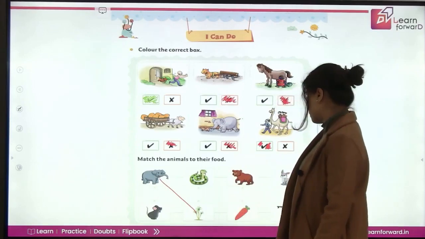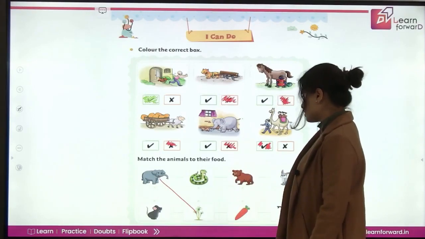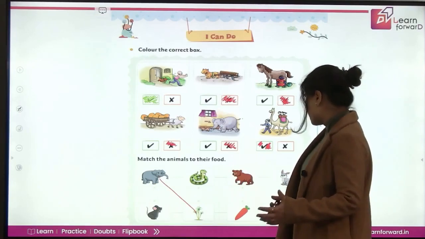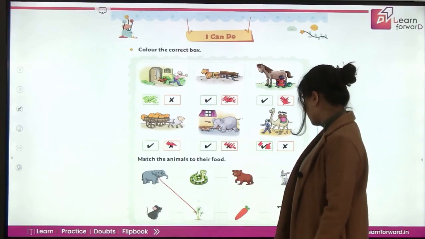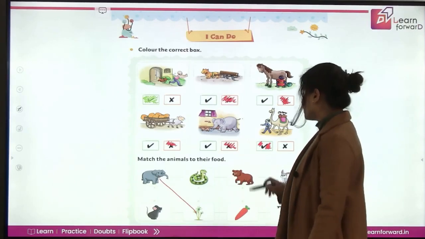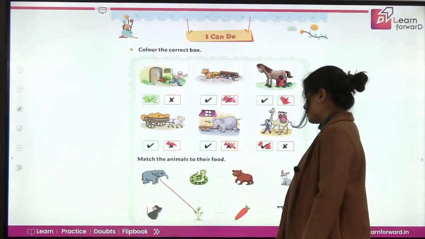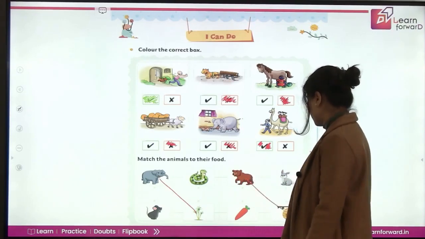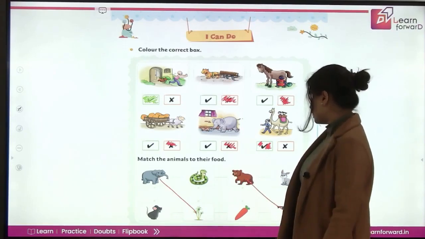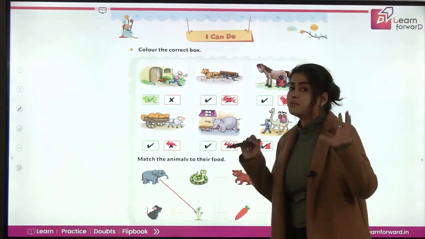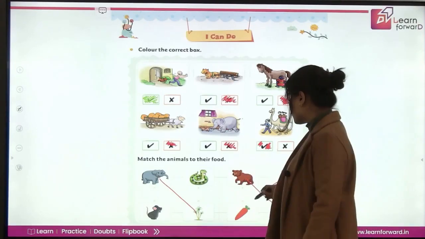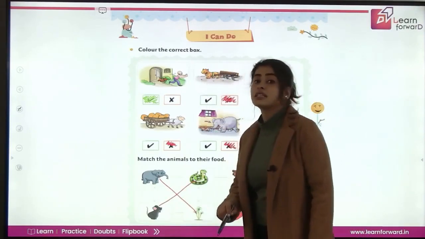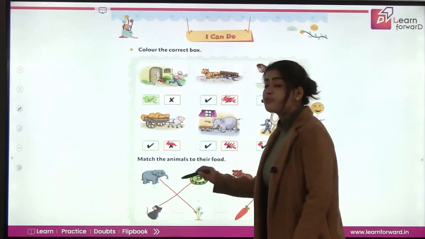Next is the snake. Snake eats what? What does the snake eat? That I will tell you. Next is the bear. Bear eats honey. Okay. Next is the rabbit, bunny. So bunny eats carrot. Okay. And snake eats rats. Snake eats mouse. It's the food of snake.